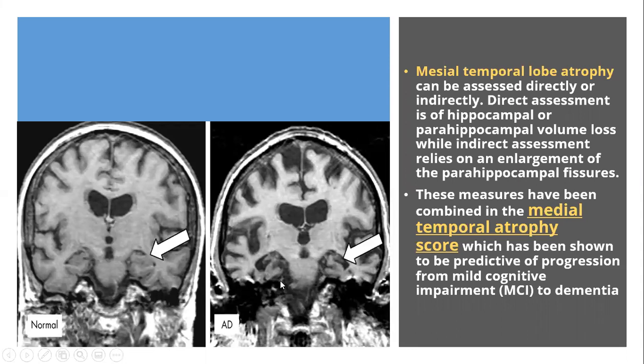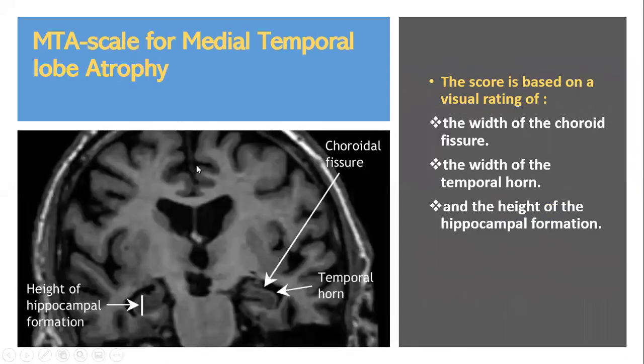Direct assessment is by measuring the hippocampal volume, hippocampal and parahippocampal volume, and indirect assessment by measuring the parahippocampal fissure. These measures have been combined in the medial temporal atrophy score, which has been shown to be predictive of progression from mild cognitive impairment to dementia. Here we have the MTA scale for medial temporal lobe atrophy. Score is based on visual rating of the width of the choroidal fissure, the width of the temporal horn, and the height of the hippocampal formation.